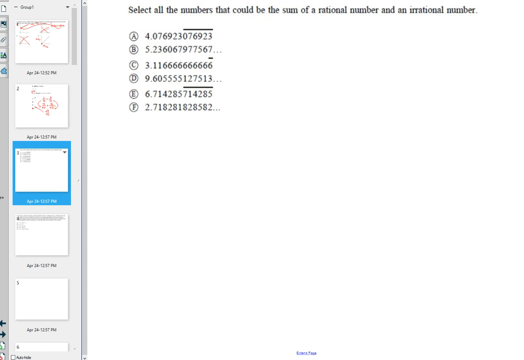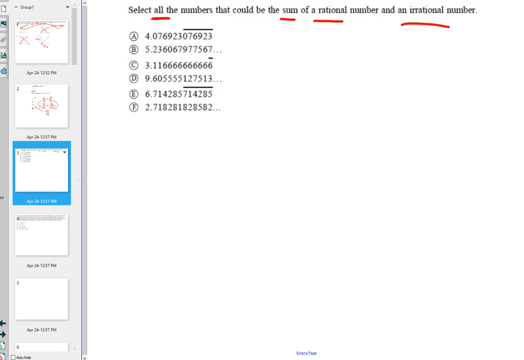Select all the numbers. So this would be select all that apply. That could be the sum of a rational number and an irrational number. Okay, so this should have been done before you guys got to me. This would have been at the very beginning of the year.